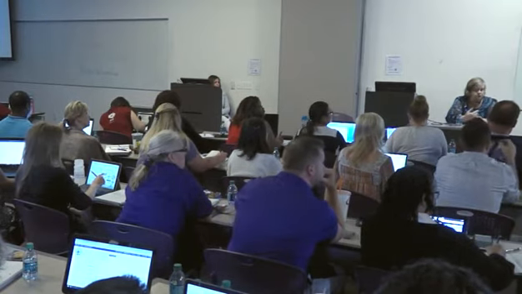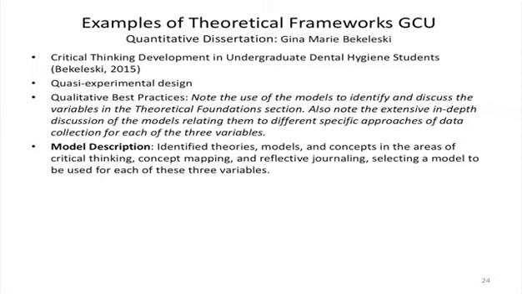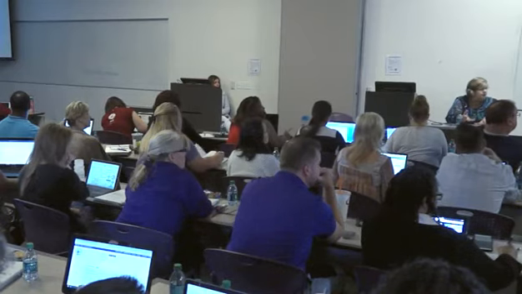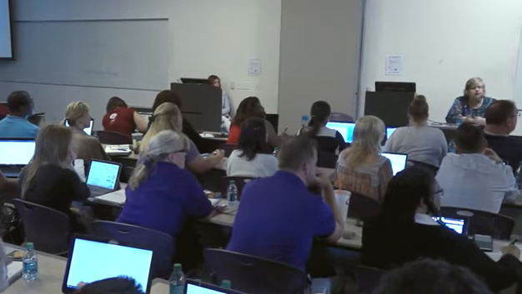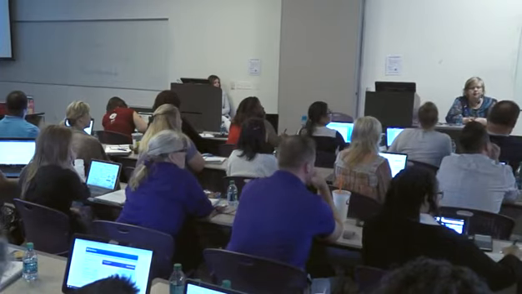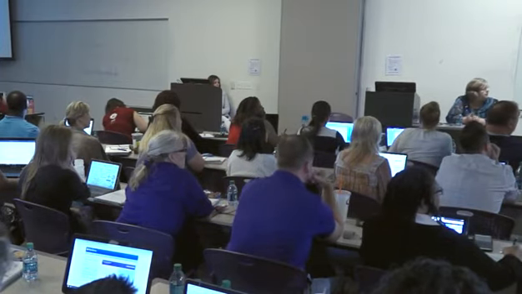So she needed models behind the critical thinking. She needed models behind the concept mapping. Those were skills she was teaching, right? But she still needed a theoretical framework because those were her independent variables. So for every one of your variables, you need to have some model or theory behind it in a quantitative study. Next one.